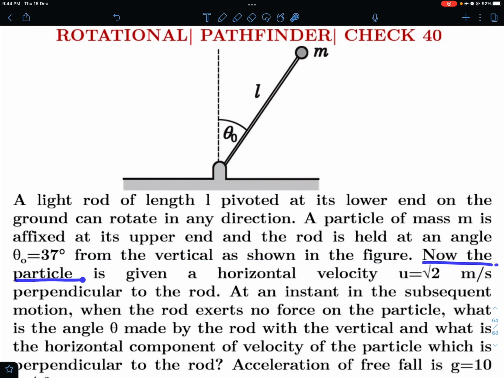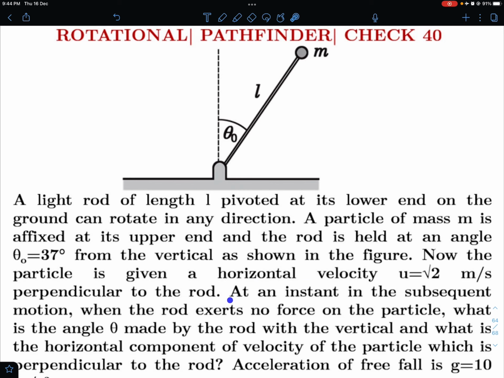Now the particle is given a horizontal velocity u equal to root 2 meter per second perpendicular to the rod. So we are giving it a velocity into the page. You can think into the page the velocity given is u equal to root 2 meter per second, perpendicular to the rod. And it's a horizontal velocity, so it is perpendicular to the page, into the page.